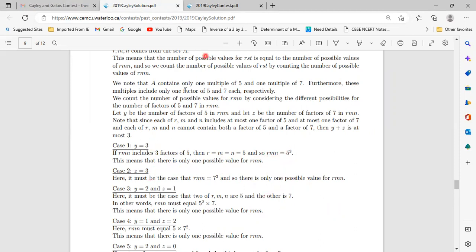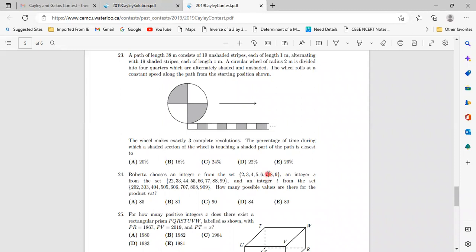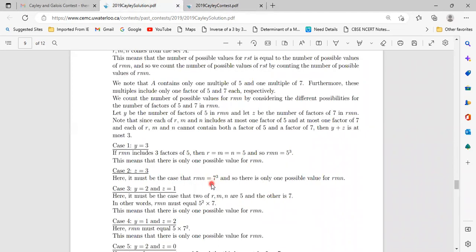If you choose 7, and you have 7 in the set R, and in the set S you do have 77, and in the set T you do have 707, then you will have 7 cubed.